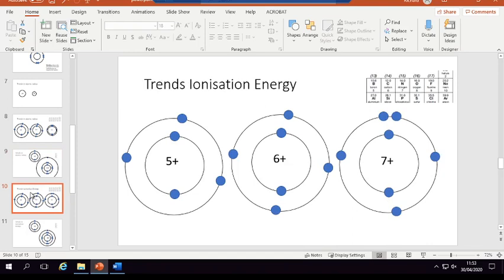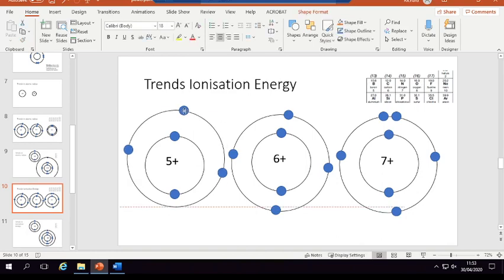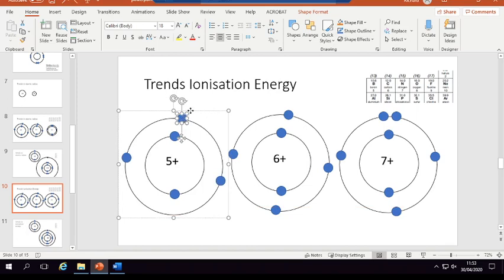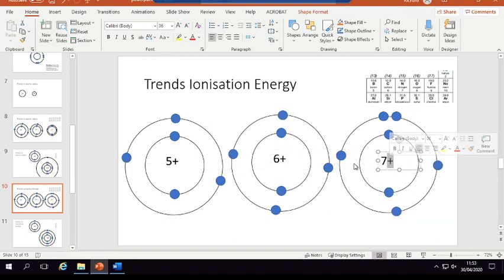Trends in ionization energy now. So here we have our 3 atoms again, and we want to know how easy is it to pull an electron off that. Well, you might be able to see why I've used the same image here, because that's going to depend on how attracted each electron is to its nucleus. And how attracted each electron is to its nucleus depends on how big the charge in the middle is and how much shielding there is.